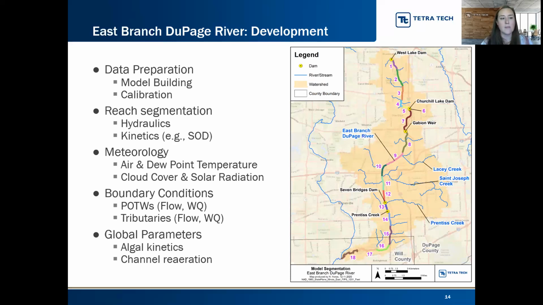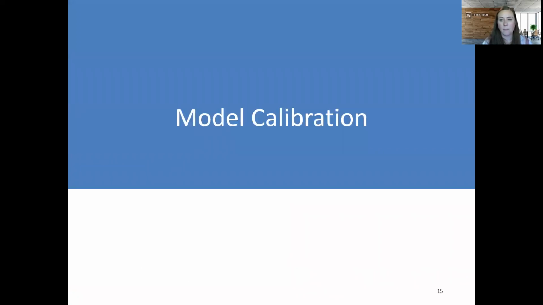Okay, so once the model is developed and we have all these inputs put in, the next step is to calibrate the model. I just wanted to speak to the idea behind model calibration. Depending on your experience with a given model, there are certain key parameters that can be tweaked in a way that stays within the range of literature accepted values.